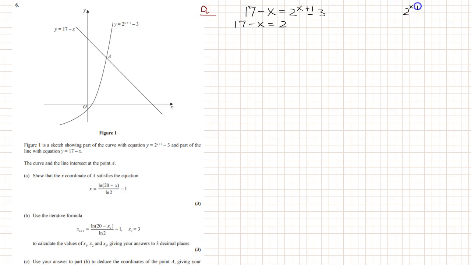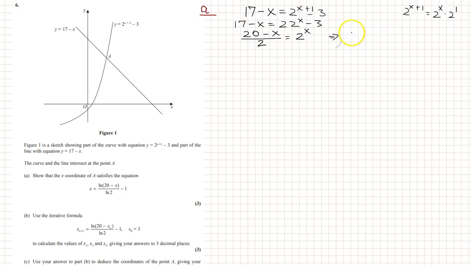2 to the power x plus 1 can be written as 2 to the power x and 2 to the power 1. So it can be written 2 multiply 2 to the power x minus 3. So that is 17 plus 3 is 20 minus x over 2 is equal to 2 to the power x.